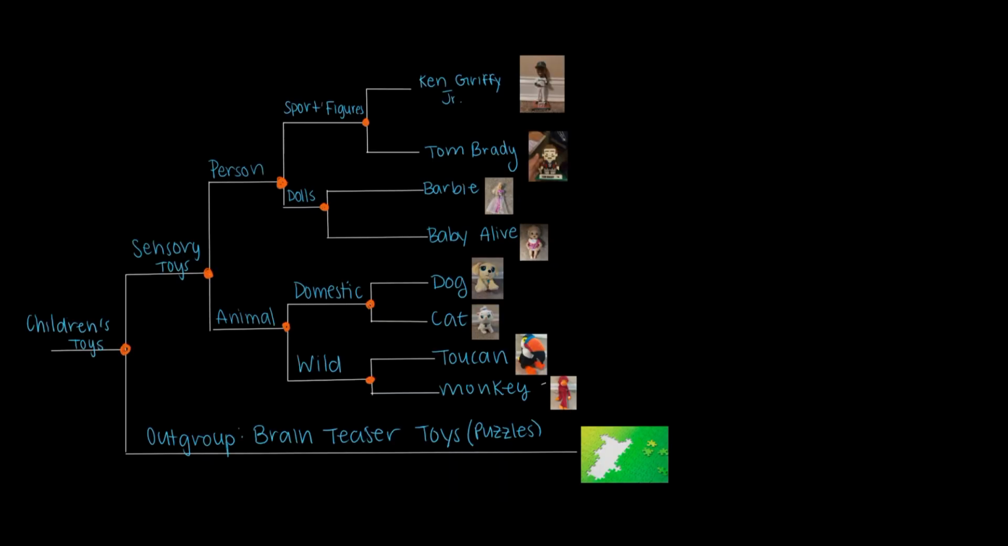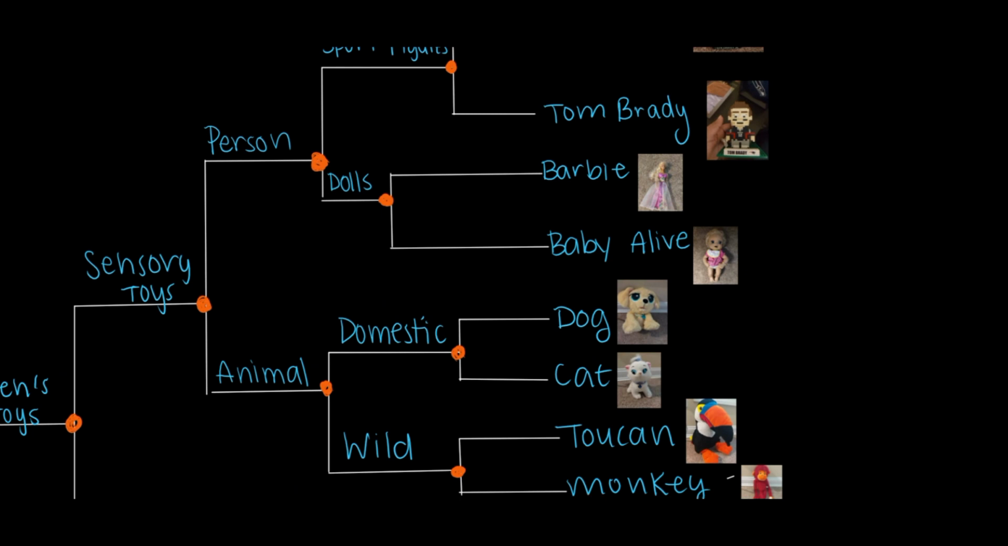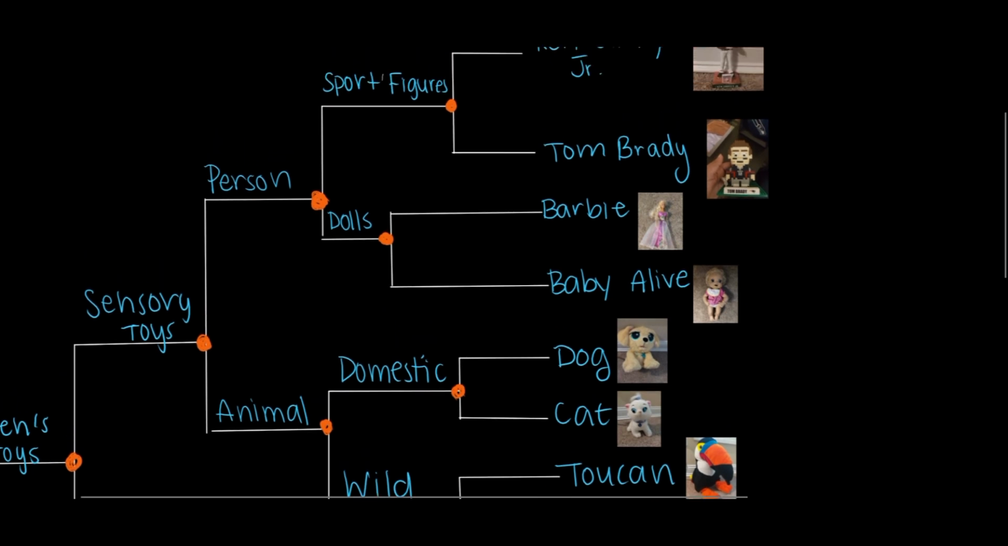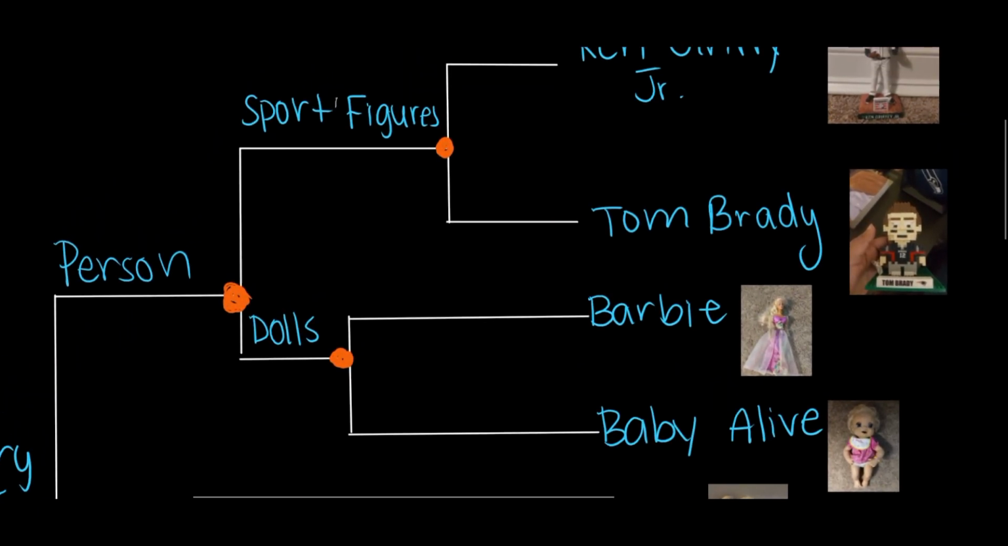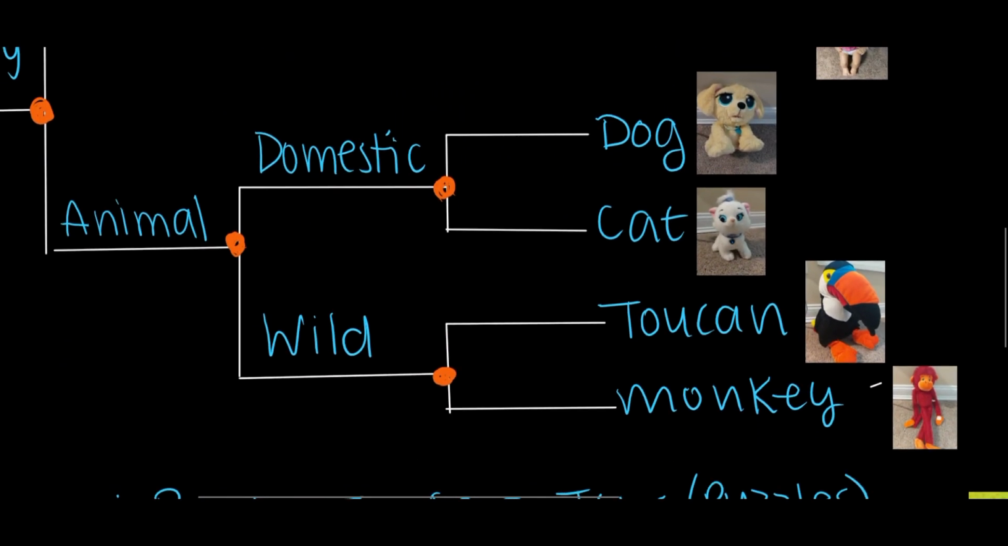So here is my complete phylogenetic tree. As you can see, the toys evolve to either sensory or the brain teaser toys, and then from the sensory toys, they diverge into person or animal-based toys. From the person-based, they then evolved into either sport figures or dolls, and from the animal, they diverge into domestic or wild-type toys.